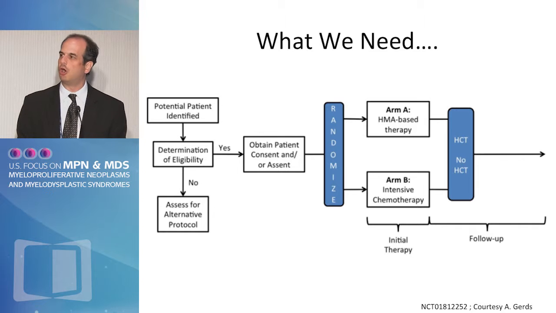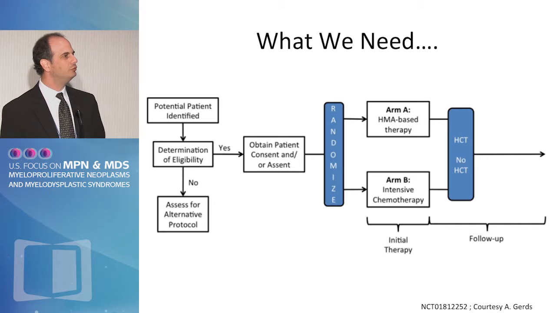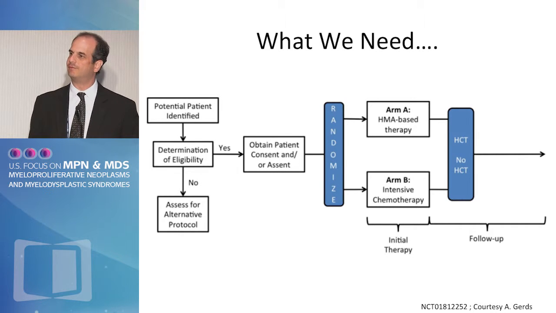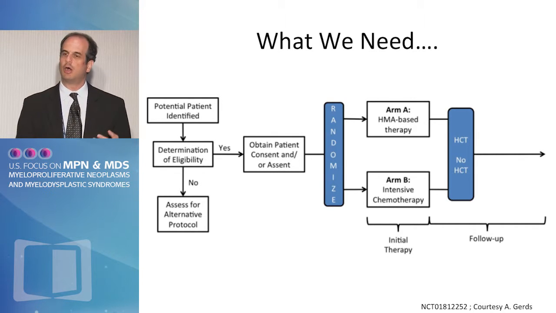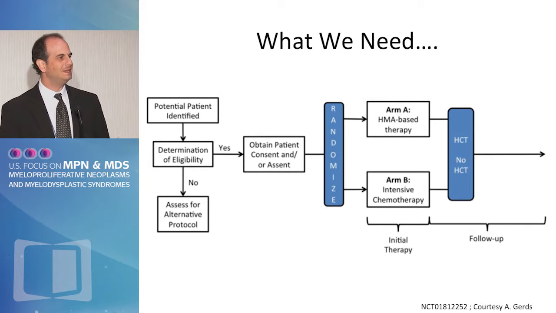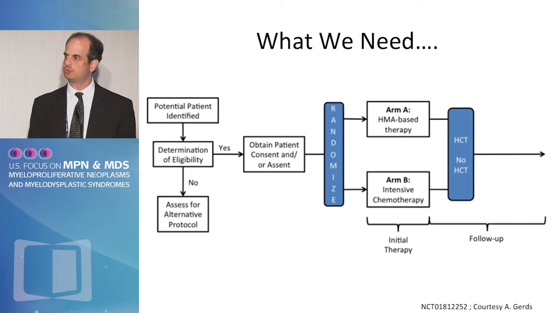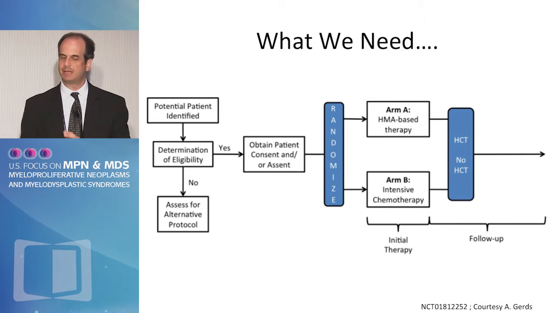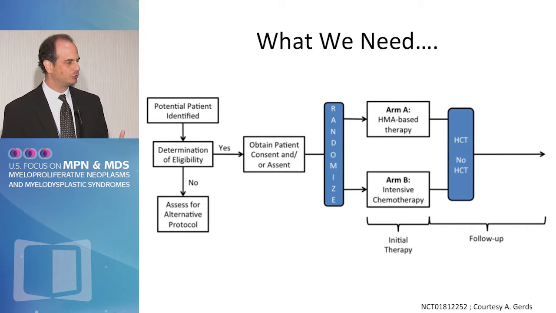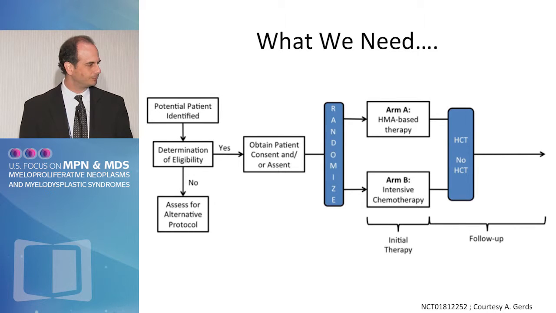And so you capture all the patients who are intended to undergo transplant, and those who fall off early because of toxicity or progression are actually incorporated in the transplant outcomes. And it'll tell you which is the global better strategy: chemo followed by transplant or azacitidine followed by transplant. So this is the optimal.